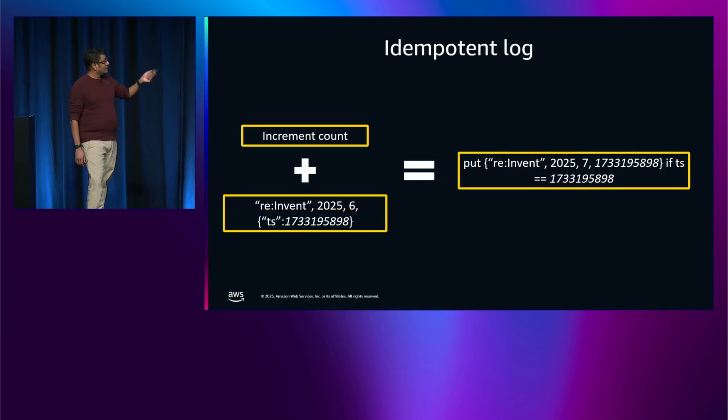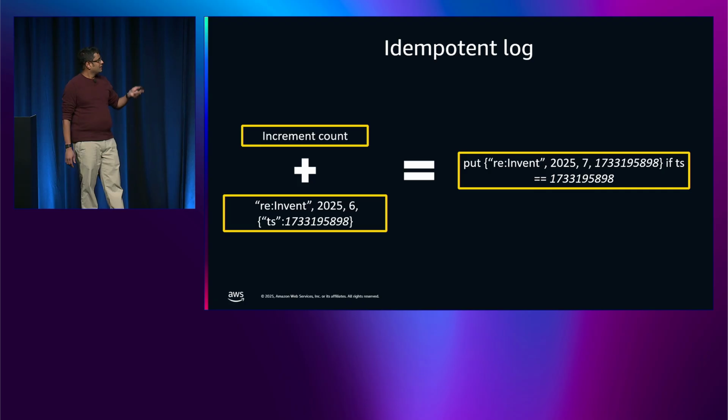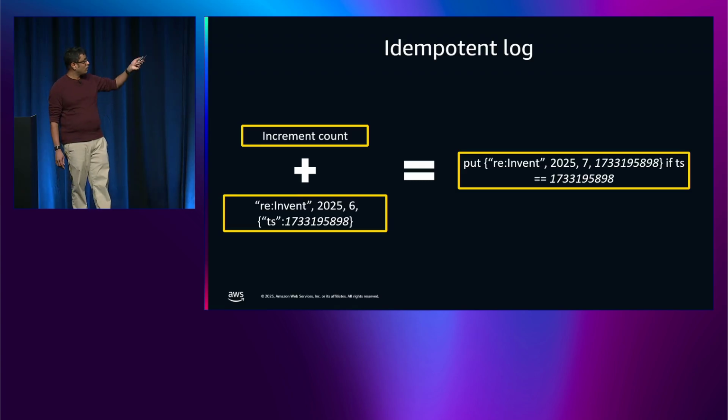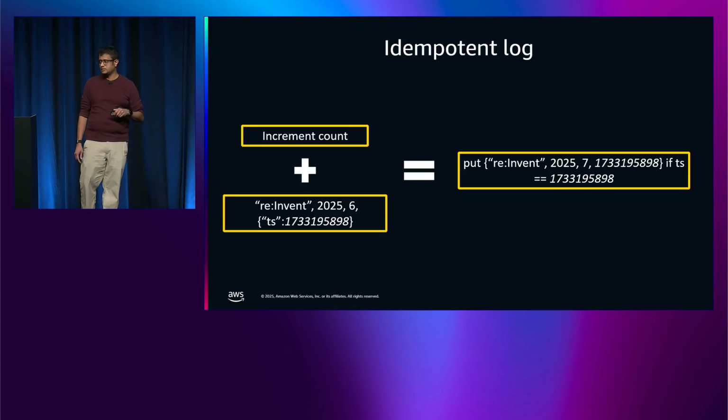For example, here I'm incrementing the counter of the number of attendees for reInvent 2025. When this request comes into a region, it will read the current state of the item and generate an insert log entry. This insert log entry is conditioned on the timestamp, which we store as system metadata for every global table item we have. It says, okay, update the item to the value 7 from 6 if the timestamp matches whatever the previous timestamp on the item is. And then we also update the system metadata to show the new timestamp.